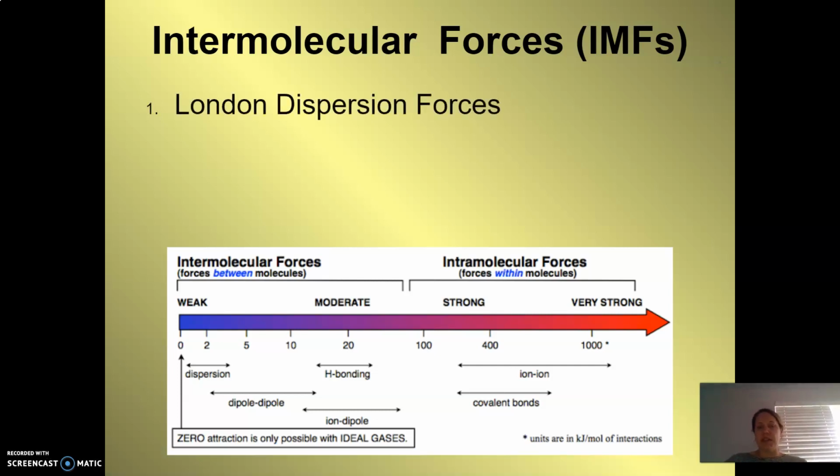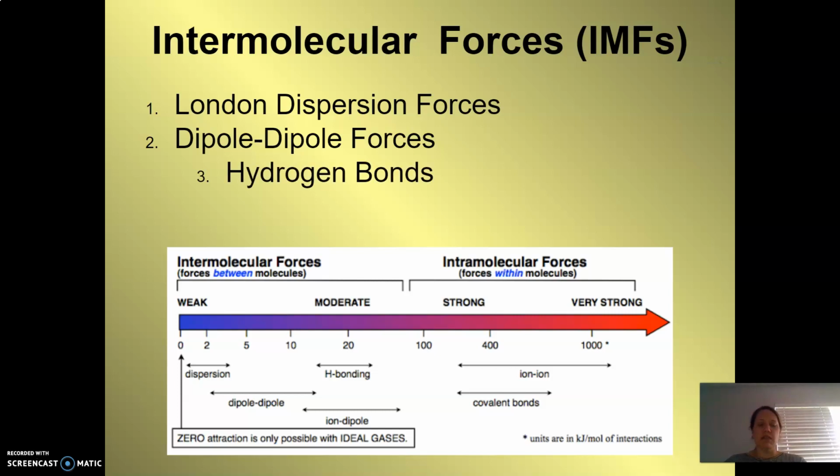The one is called London dispersion forces, not because it was discovered in London, but because it was discovered by a guy whose last name was London. The next one is called dipole-dipole forces, and dipole-dipole forces occur only with polar molecules, which is why it's really important that you understand the idea of molecular polarity from last week. And within dipole-dipole, there's a special type of dipole-dipole force, and it's called hydrogen bonds.